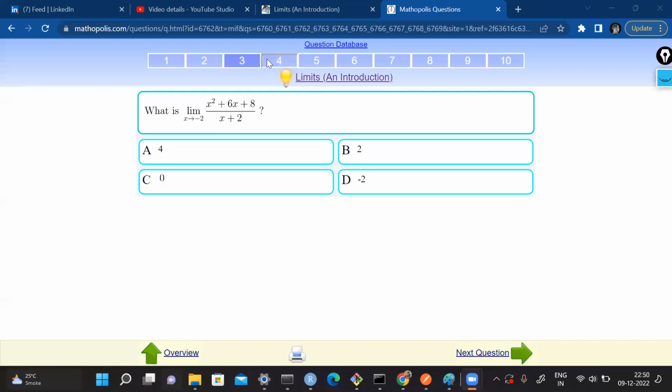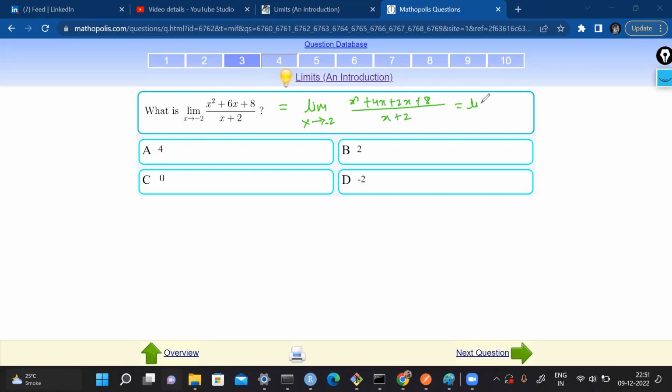So let's solve one more problem. Here the problem seems very much the same. If we plug x equal to -2 in this function, we'll again get the same 1 by 0 problem. So how to solve this problem? Let's start solving here. Limit x approaching towards -2, and now we can find the factor of this. So this will be x square plus 4x plus 2x plus 8 divided by x plus 2.